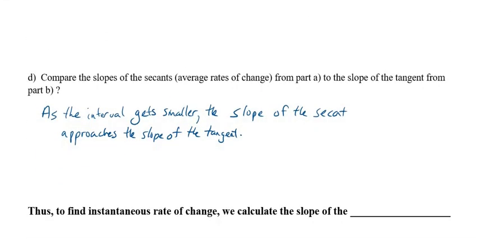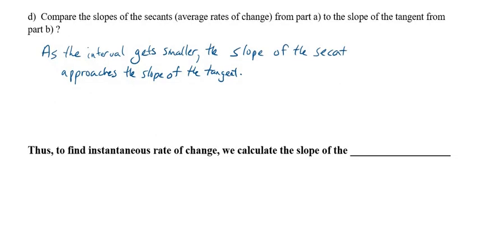But right now, what you should kind of take away from this is as we get smaller and smaller intervals that we're measuring average rate of change over, we're getting closer and closer to finding the instantaneous rate of change. Thus, to find the instantaneous rate of change, we calculate the slope of the tangent.